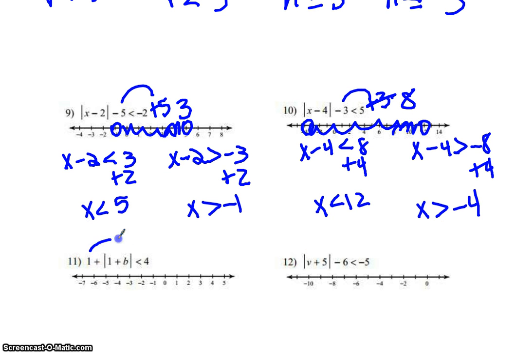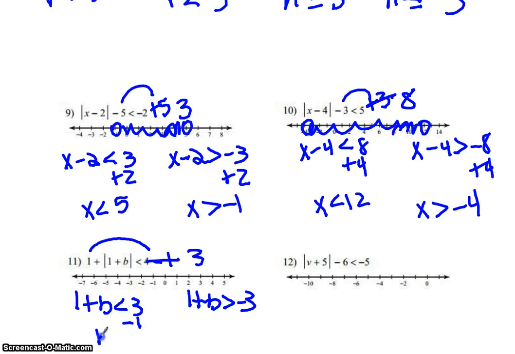Even though it's at the beginning, you're still going to go to the other side and do the opposite. So it's -1, and so 4 minus 1 is 3. 1 plus b is less than 3. 1 plus b is greater than -3. You're going to subtract 1. B is less than 2. Subtract 1. B is greater than -4. Open circle at -4 and +2. To the left of 2 and to the right of -4.